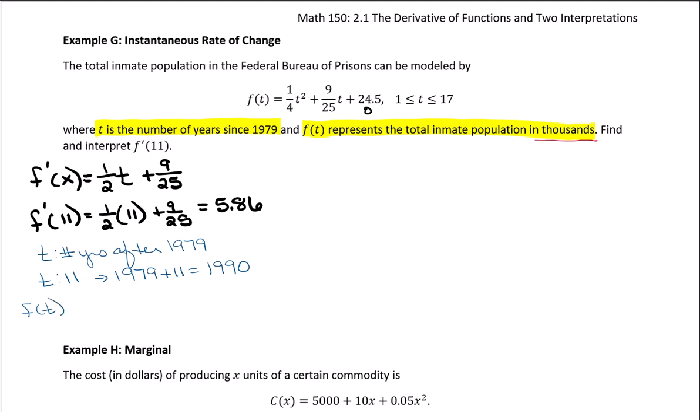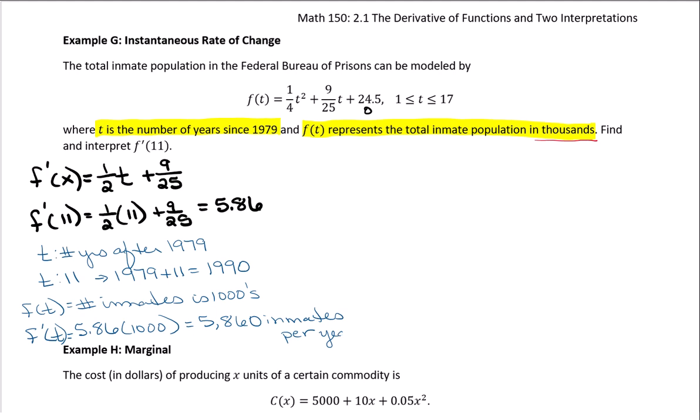Also, that f of t is the number of inmates in thousands. So that 5.86, as far as the derivative, if we multiply it by 1,000, would be 5,860. But for the f prime of t, remember that's a slope. So this is the number of inmates per t is in years.